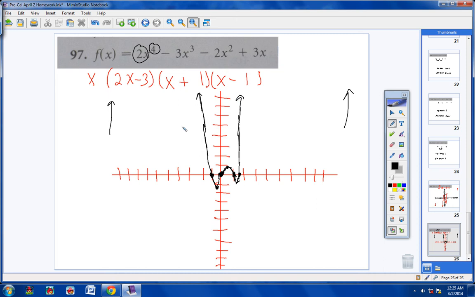Okay, that's totally fine. Now, the degree was 4, so the maximum number of zeros is 4, and we had 4. The maximum number of turns is 3, 1 less than 4, and we had 3 turns. So that's it. This is really good practice for you guys.